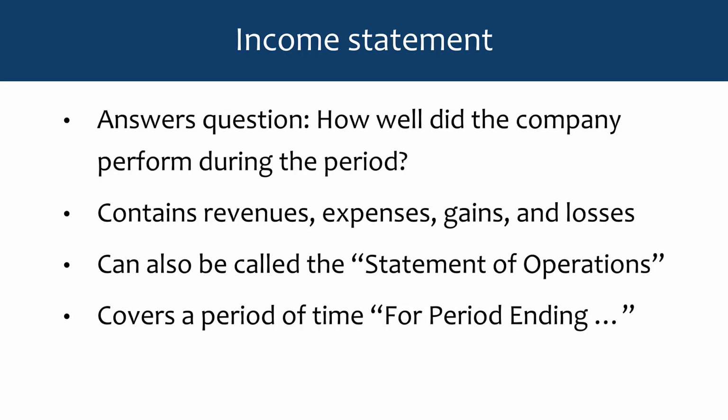The income statement answers the question of, how well did the company perform during the period? The income statement contains revenues, expenses, gains, and losses. Revenues and gains increase net income, while expenses and losses decrease net income. The income statement is also known as the statement of operations. It covers a period of time, so it will be for period ending, which is usually the year ending, the quarter ending, or something similar.